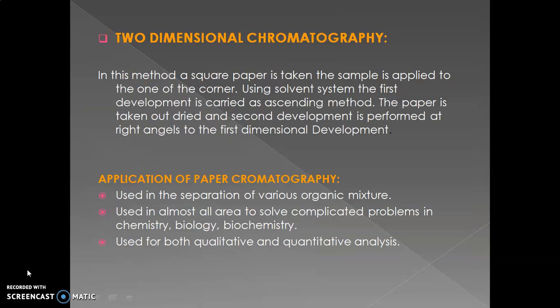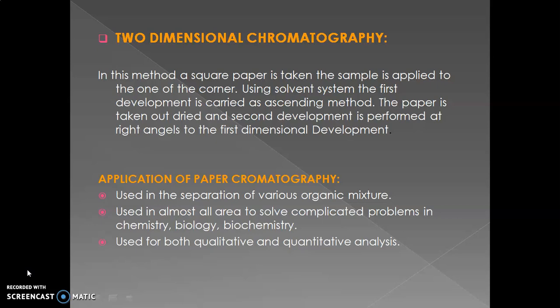Then next is two-dimensional chromatography. In this method, a square paper is taken. The sample is applied at one of the corners. Using a solvent system, the first development is carried out by the ascending method. The paper is taken out, dried, and the second development is performed at a right angle to the first dimensional development.